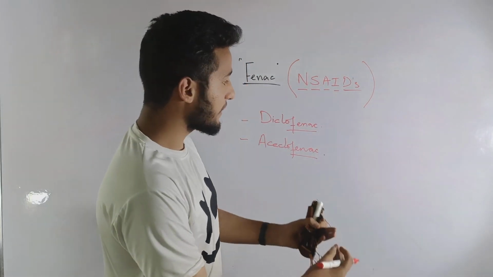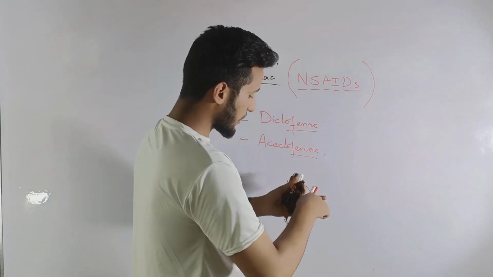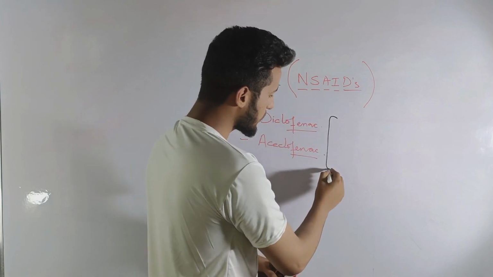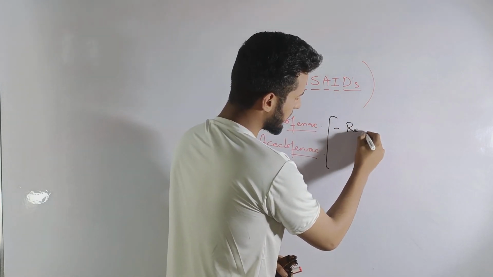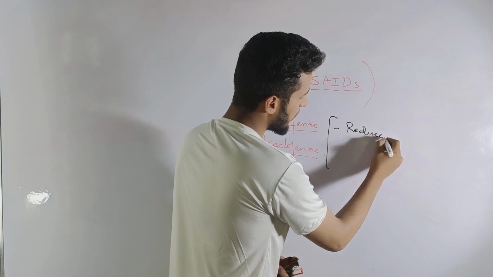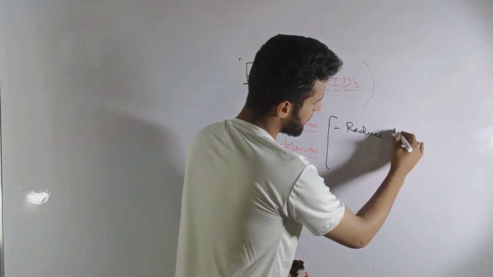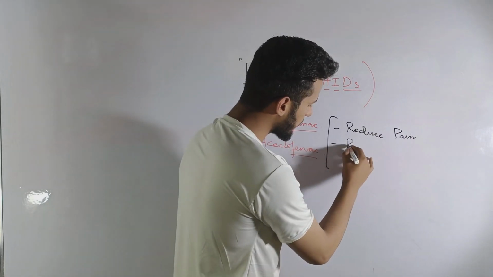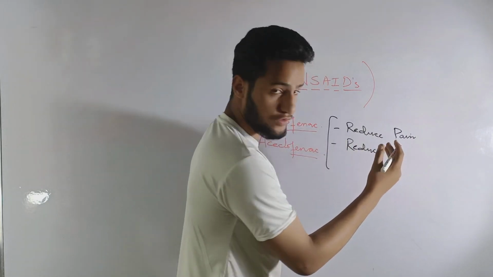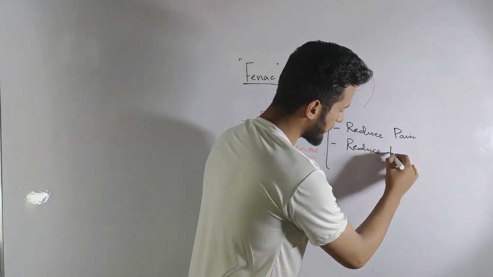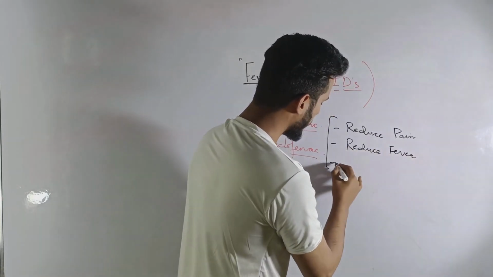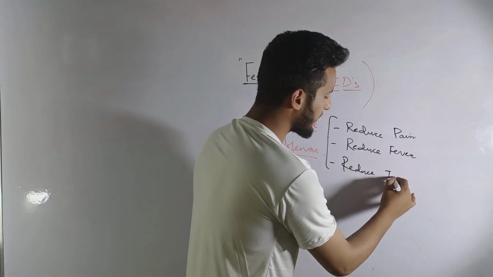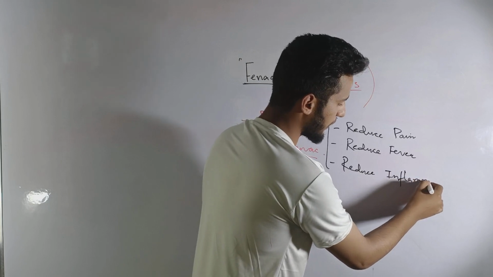Now we will see the use of these drugs. These drugs which contain phenaic are used in reducing pain. They're painkillers. These drugs are also used to reduce fever, or to decrease the body temperature. And one more thing, these drugs are also used to reduce inflammation of any part of the body.